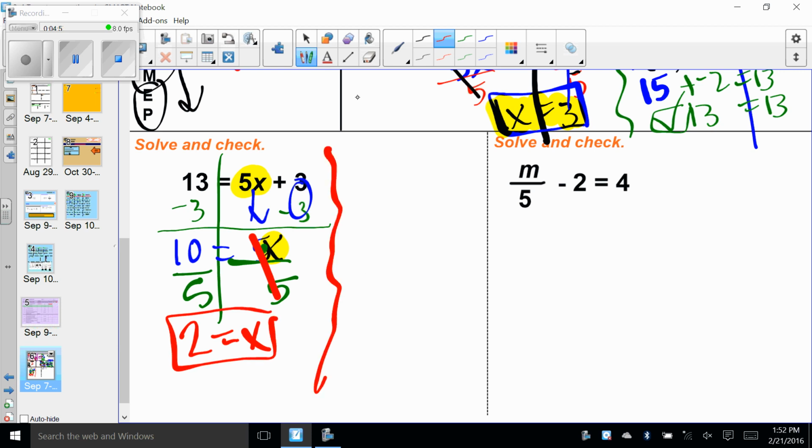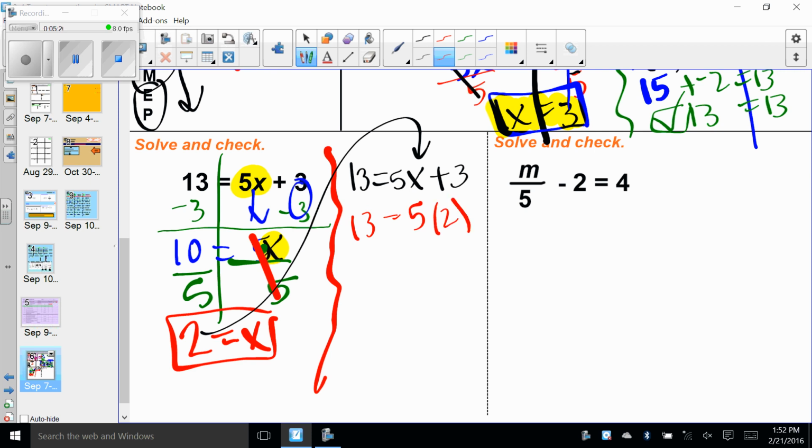Using substitution, let's plug back in and make sure that it's right. So I'm going to rewrite the equation: 13 equals 5x plus 3. Go ahead and write that equation. All right, so catching up there. Then substituting the 2 in, we have 13 equals 5 times 2 plus 3. That gives us 10 plus 3. 13 equals 13. Yes, for sure, we have it.